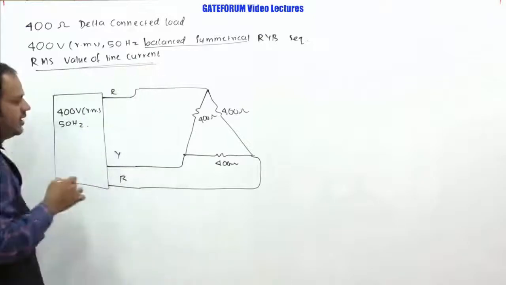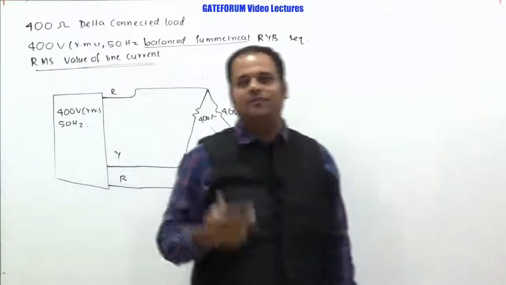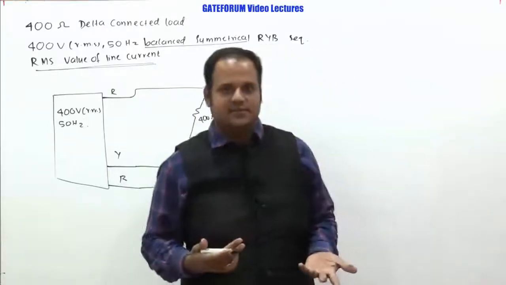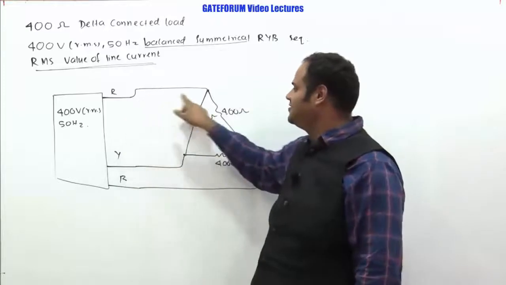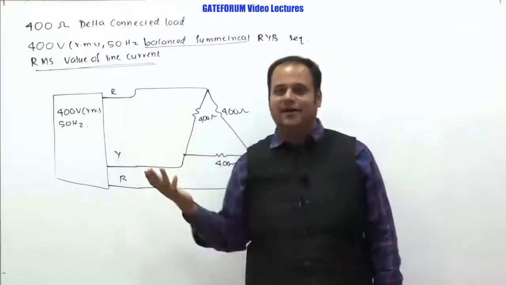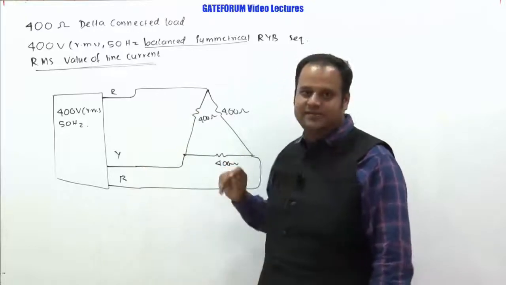So what is the meaning of line current? What is the meaning of phase currents? Generally these RYB are the lines. If I ask you what is the current passing in the R line, I will say it's a line current. What is the current passing in Y? This is the line current. So these are the line currents.